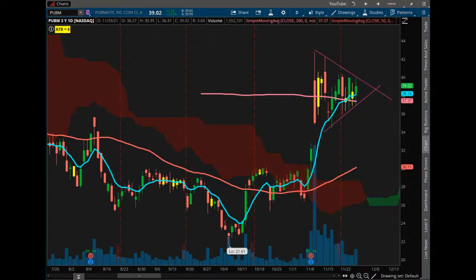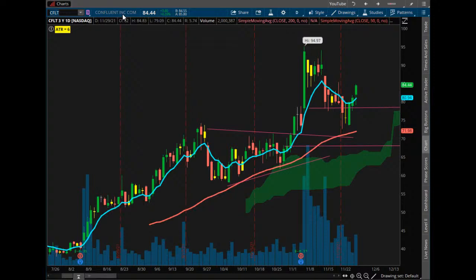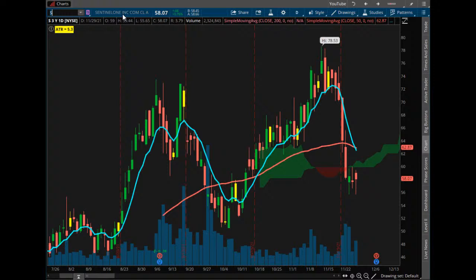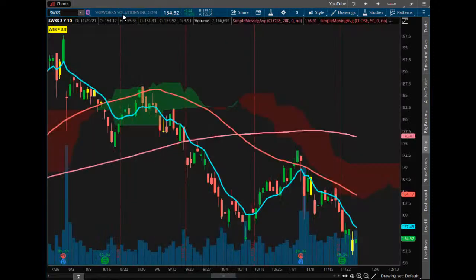So you got, let's take a glance at these real quick. CFLT. Yeah, decent candle on that one today with some volume. DDOG. Kind of hanging on a spinning top. SWKS. It could be working on a bear flag. It could be bear flagging here too. I don't like it below the 8 EMA, right? But see if it's getting ready. It could be gearing up to at least attempt to push above it.